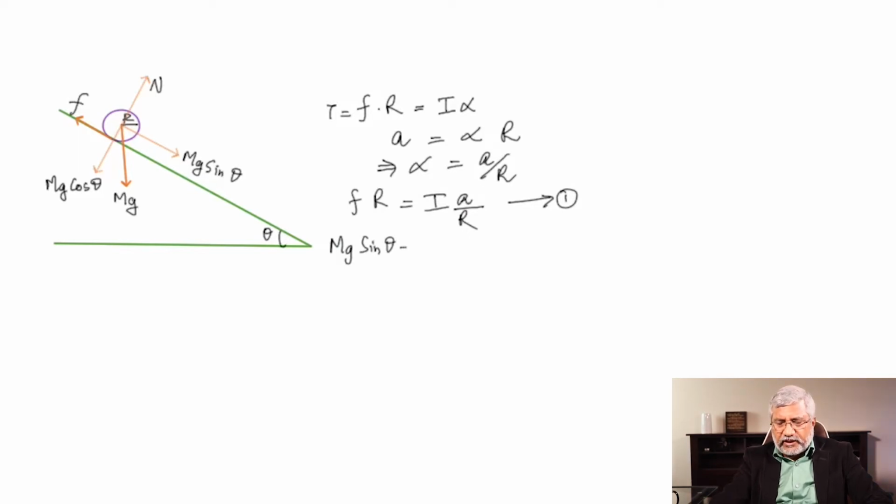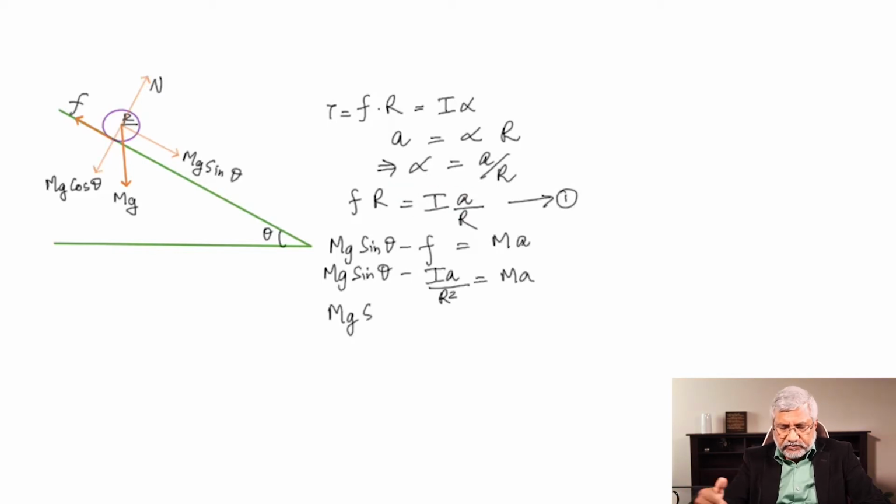So next up we look at the net force. The net force on this object. So the idea is first we looked at the net torque. Now we're looking at the net force. The net force is mg sine theta minus friction, because friction is opposite. And according to Newton's law, the net force must be equal to mass times acceleration. So that's what you see there. And then now I'm going to substitute for friction from here. It's I a by R squared. And that's equal to m times a.